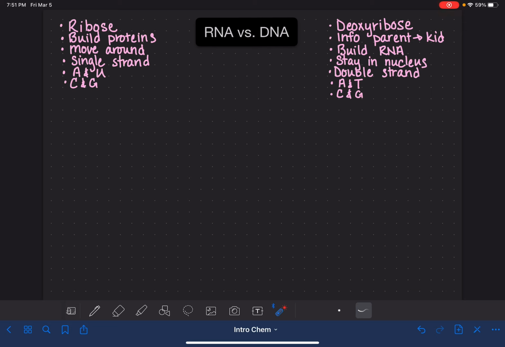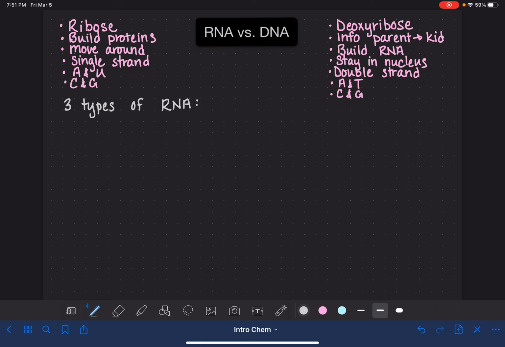In addition to these differences, another difference between DNA and RNA is that there are different types of RNA. There are actually 3 different types of RNA. They each have slightly different jobs.